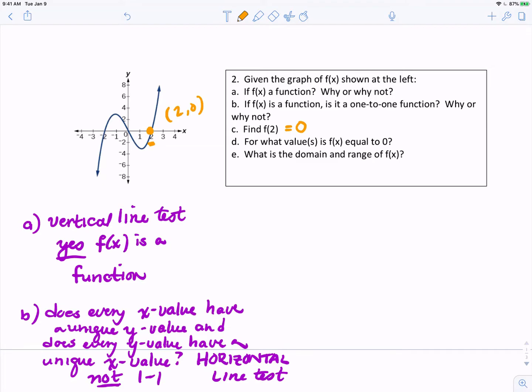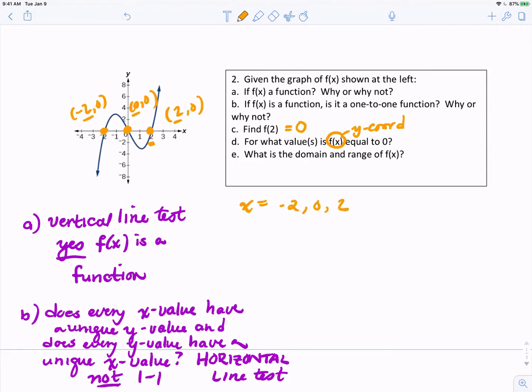For what value or values is f of x equal to 0? Remember, f of x stands for your y coordinate. So where does the graph have a y coordinate equal to 0? Well, it has a y coordinate equal to 0 here at -2, 0. It has a y coordinate equal to 0 here at 0, 0. And we already saw that it had a y coordinate equal to 0 at 2, 0. So the values for x are x is equal to -2, 0, and 2.